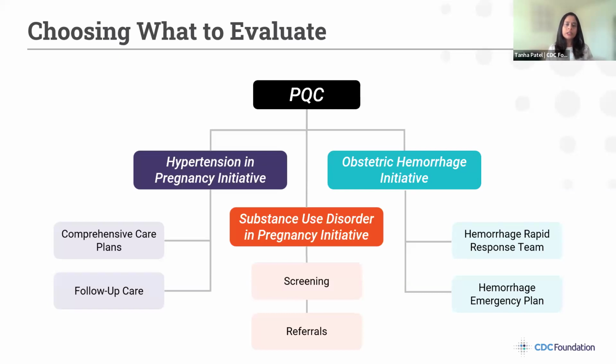While you may be interested in evaluating each of these initiatives and all of the activities, it's not realistic to evaluate everything, and let alone evaluate everything at the same time. So you really have to prioritize evaluating one of these initiatives and their activities. But the question really is, how do you choose what to prioritize?